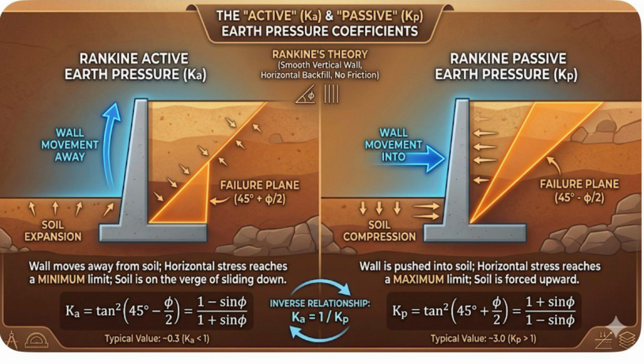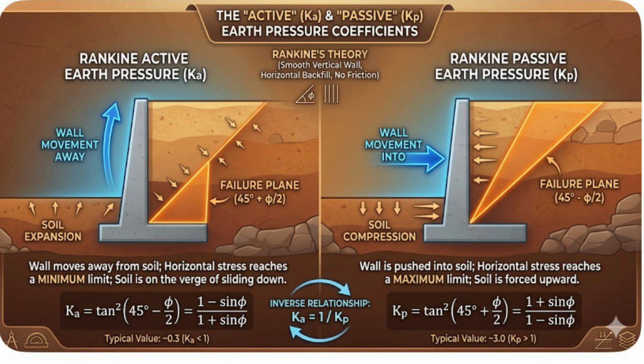On the flip side, we have the passive state, or Kp. This is a completely different animal. Imagine a bridge abutment being shoved into an embankment. Now, instead of the soil relaxing, it's being compressed. You are fighting against every grain of sand and clay, forcing the earth to heave upward. Because the soil is resisting your movement with everything it's got, the pressure skyrockets.